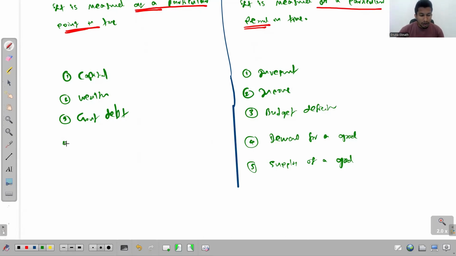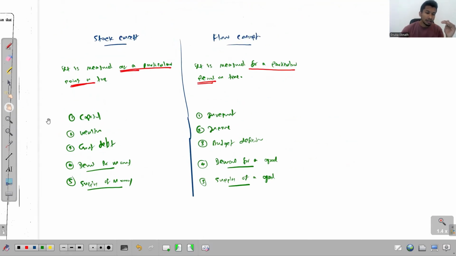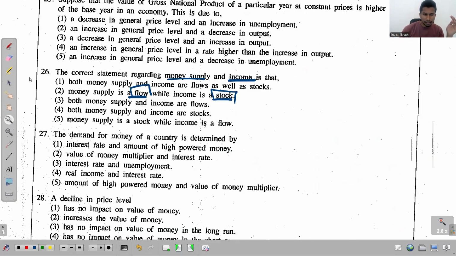But on the other side, if I write this, demand for money and also supply of money, these two we evaluate as at a particular date. Demand for money and supply of money are stock concepts. And on the other side, demand for a good and the supply of a good are flow concepts. So I hope you understand the difference between the stock concept and the flow concept. If so, you are ready to identify the correct answer.